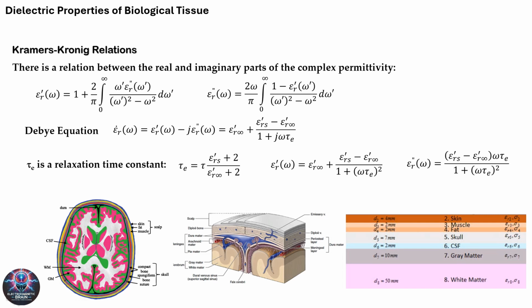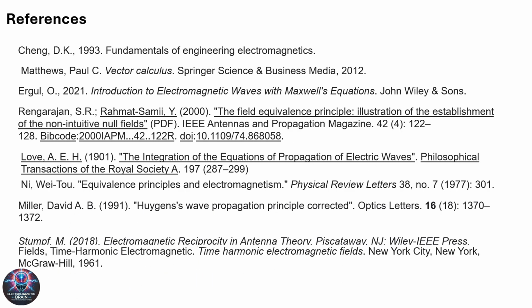This model illustrates how an electromagnetic wave interacts with different layers, experiencing gain, loss, and phase shifts as it traverses through each layer. The dielectric properties of the tissue layers determine the extent of these effects, which can be analyzed using the Kramers-Kronig relations to predict the material's response over a range of frequencies.